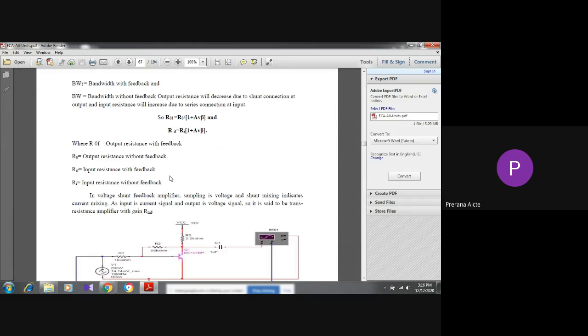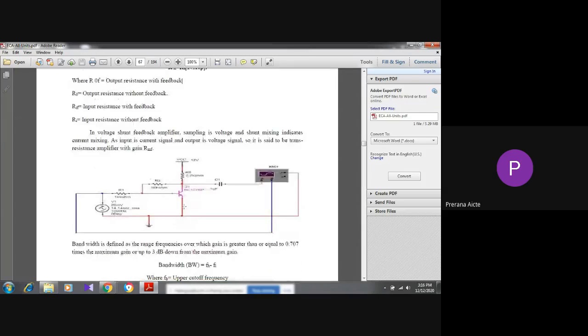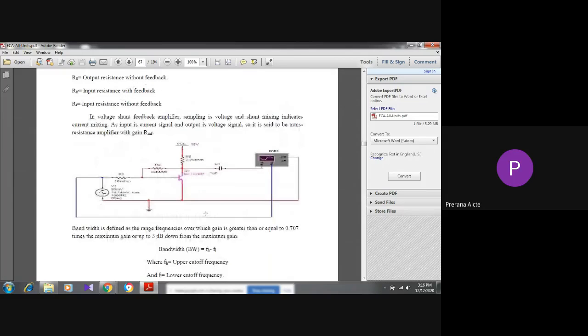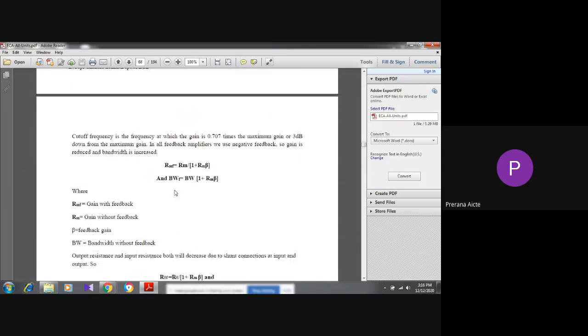Okay, next, this is voltage shunt feedback. Voltage shunt means it is a transresistance amplifier. Here in voltage shunt, the output is voltage and the input is shunt. That means it is a transresistance amplifier, and these are the formulas. Just remember these formulas to solve the problems.